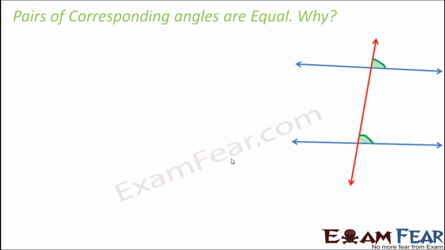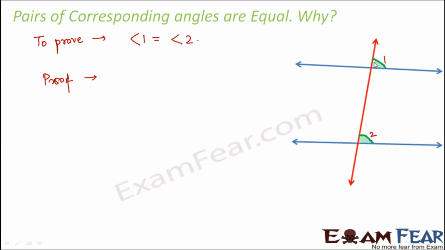Let us also try to prove why the pairs of corresponding angles are equal in the case of parallel lines. So in this case, let us name this angle as 1 and this as 2. So we need to prove that angle 1 is equal to angle 2. So how do we prove this?